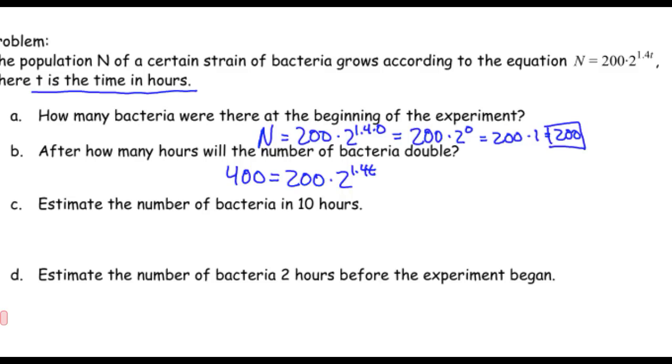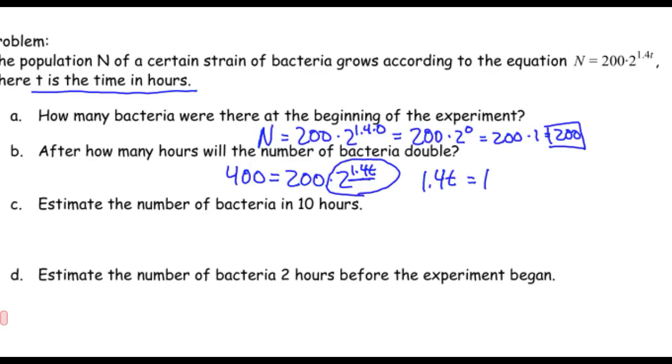So how do we solve for that? There's a couple different ways to do it, but I think the way that I would think about this one is that, look, I need this whole number here to equal 2, right? Because 200 times 2. So that would mean that this up here, 1.4T, actually needs to equal 1. Because when 1.4T equals 1, this whole thing would be 2, and this equation holds true.